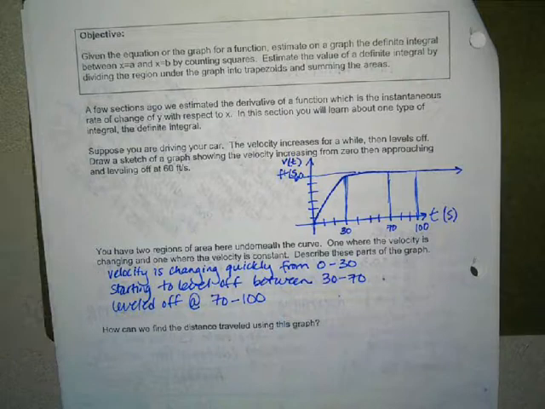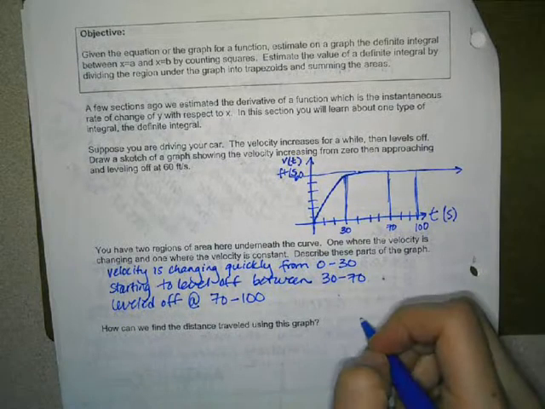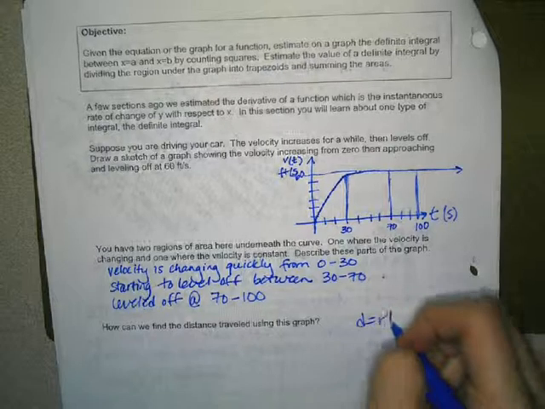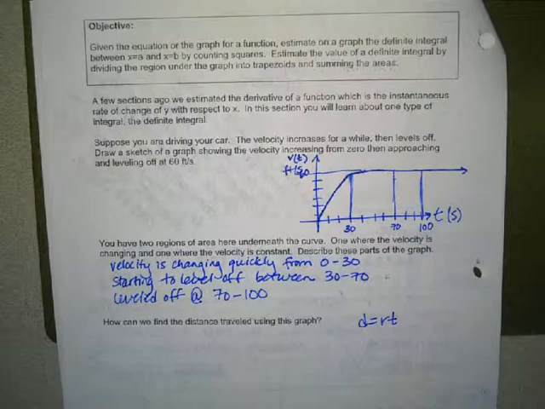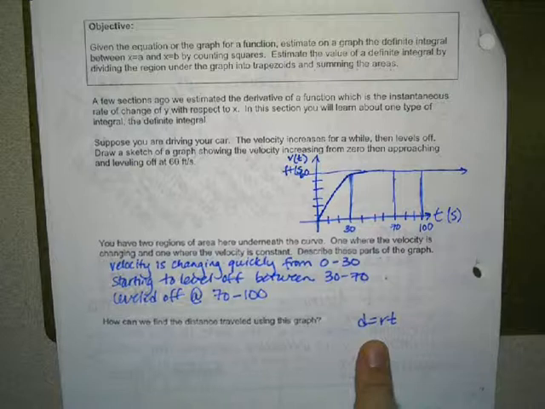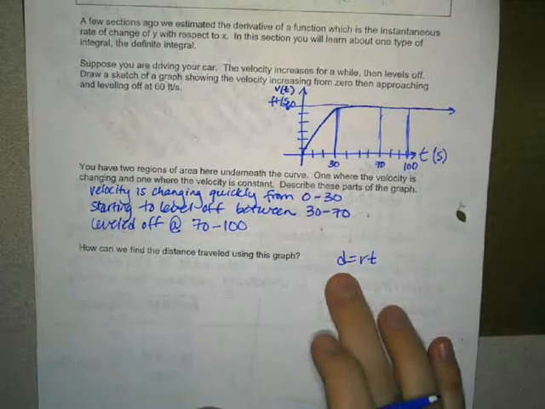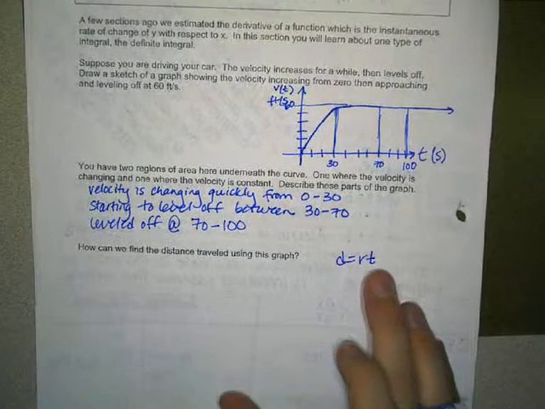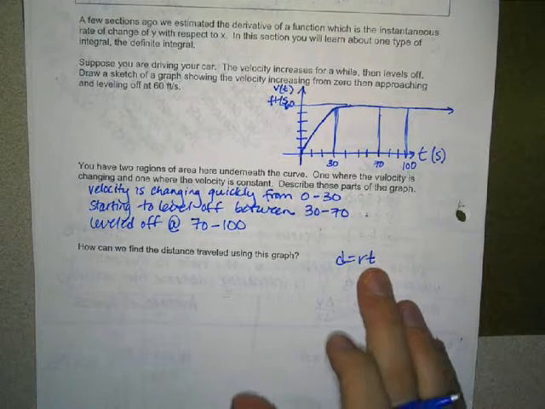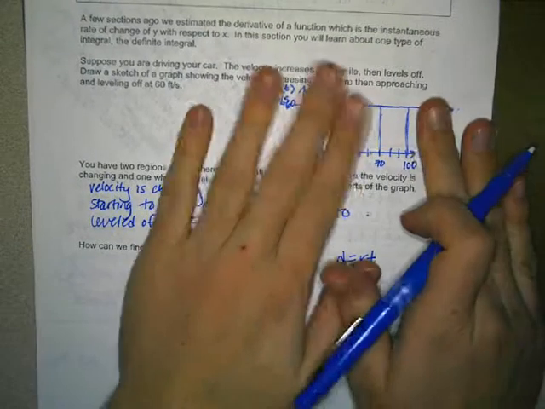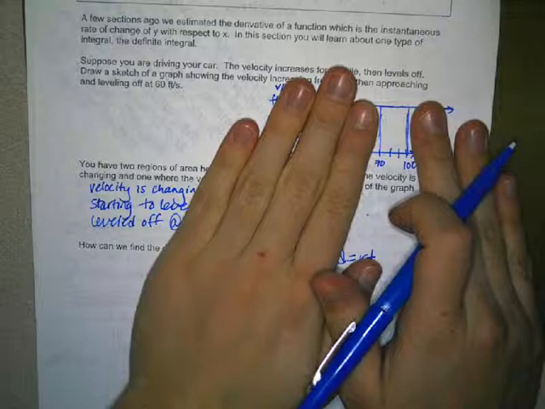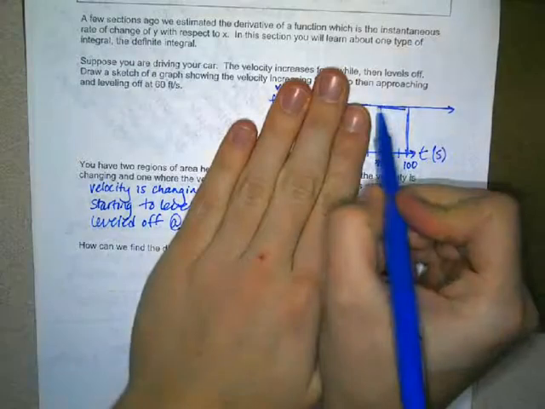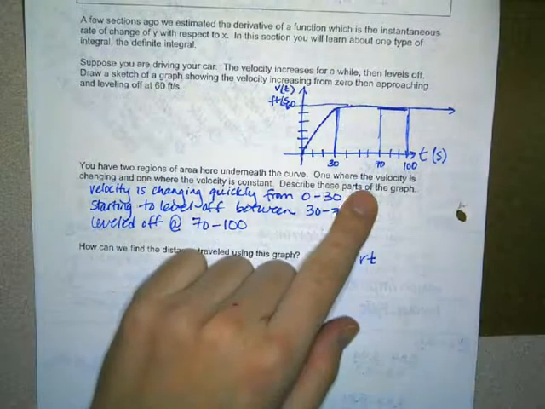How can we find the distance traveled using this graph? Way back in Algebra 1, we did some work with this formula. I called it the dirt formula because it kind of looks like the word dirt. But distance equals the rate times the time. Okay, so I just want to look at this object here. If we looked at that as a shape, because it is, if that's a straight line up here to show that it's leveled off, it would be a rectangle, right?